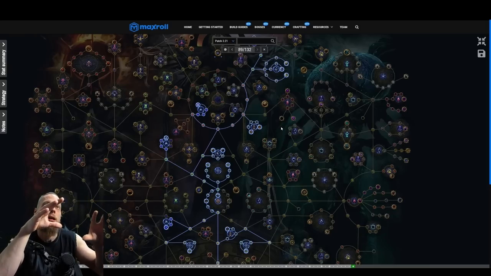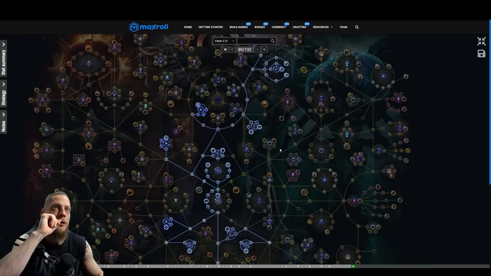And by the way, all the Atlas passive trees that I'm making here are in the description below, from the bare bones until this kind of setup.